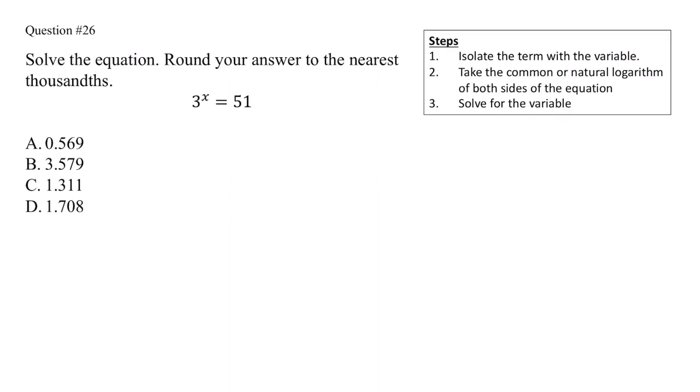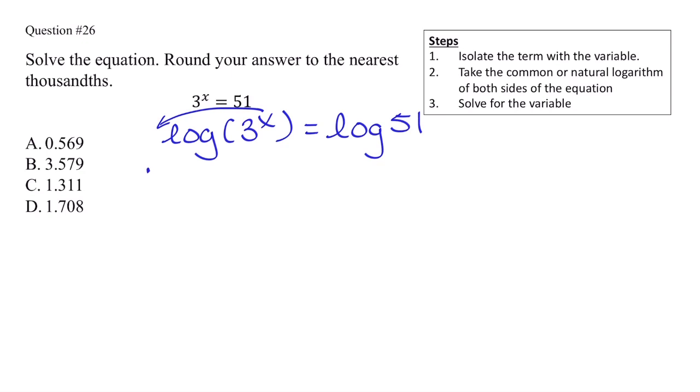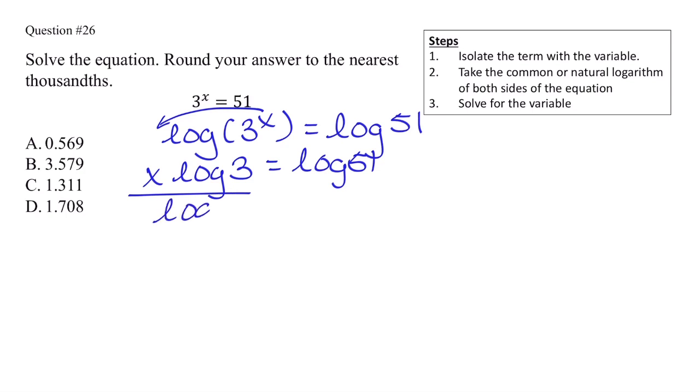So in this problem now, it says to solve the equation and round your answer to the nearest thousandths. So since this is an exponential equation, I'm going to solve by taking the log of both sides. So I have the log of 3 to the x equals the log of 51. So I can use the power rule to bring this x down here. So I have x log 3 equals log of 51. And then I can divide both sides by the log of 3 to solve for x.